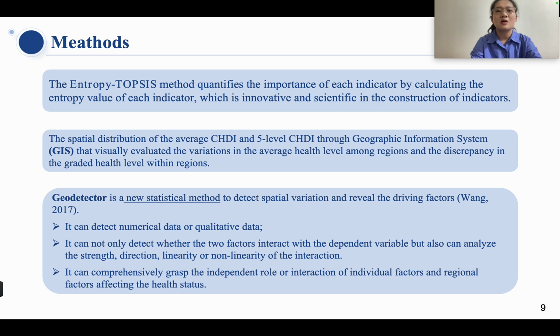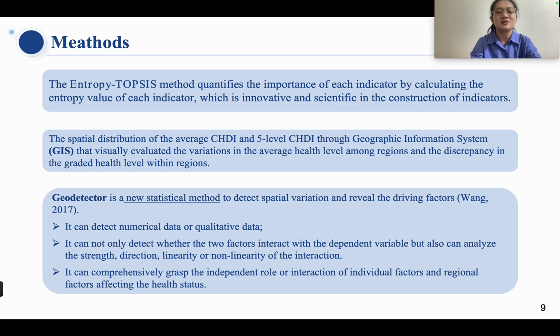The entropy-TOPSIS method quantifies the importance of each indicator by calculating the entropy value of each indicator, which is innovative and scientific in the construction of indicators. The spatial distribution of the average CHDI and the 5-level CHDI through the GIS method visually evaluated the variation in the average health level among regions and the discrepancy in the graded health level within regions.